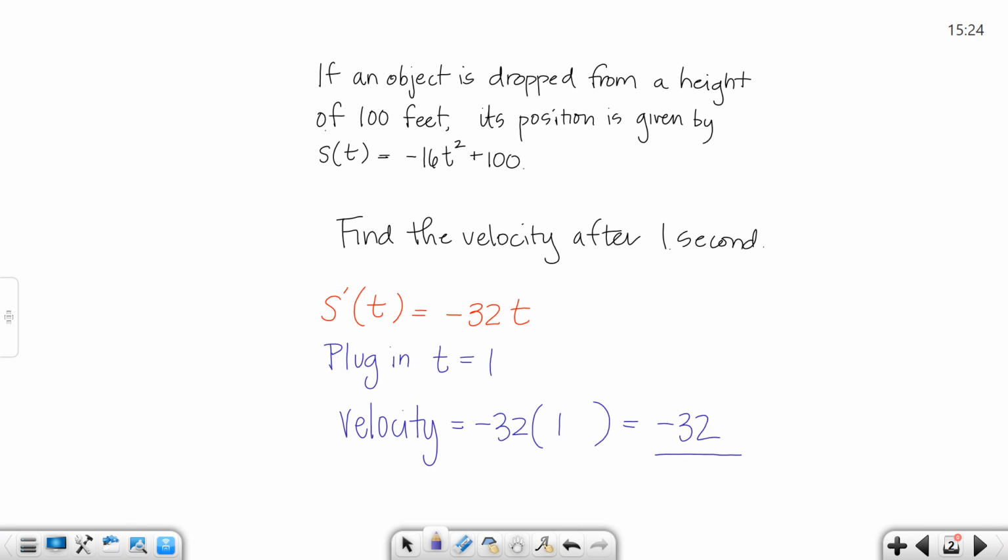Now, as a math teacher, I would accept negative 32, and I'm not tricky on your quizzes about units. But if you are taking this course with MyMathLab software, they're going to ask you the units. So what you need to know about velocity is you're given feet and seconds. So velocity is measured in feet per second. So your answer would be negative 32 feet per second.